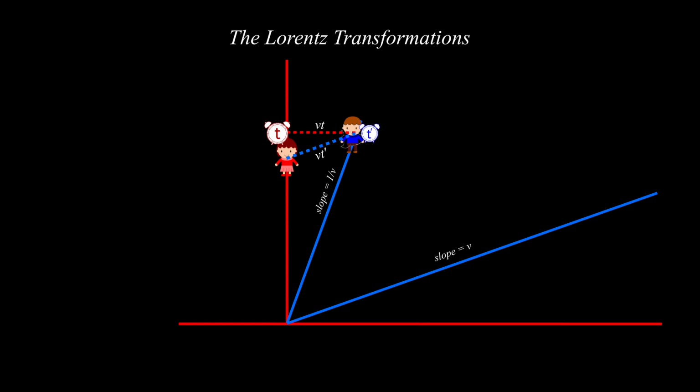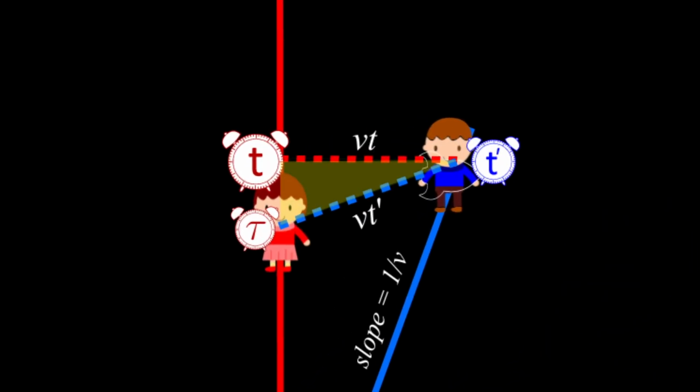As an aside, it is interesting to note the time experienced by the girl at this moment. Let's call it tau. Looking at the yellow triangle, it is clear that the slope of the blue line, v, is equal to rise over run. In other words, the difference between t and tau, divided by vt. Rearranging to solve for tau yields tau equals t times 1 minus v squared.